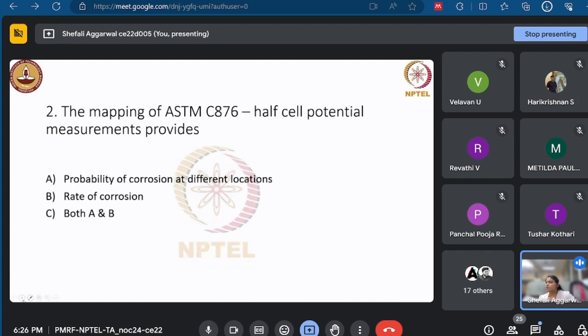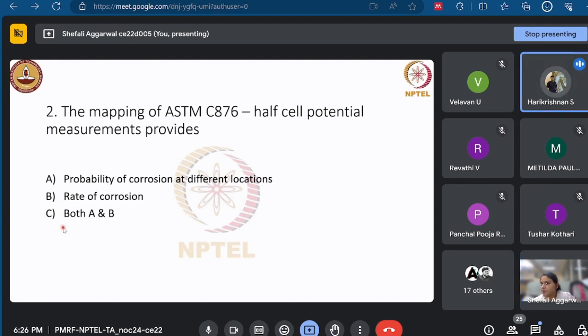So the next question is the mapping of ASTM C876 half cell potential measurements provide probability of corrosion in different locations, rate of corrosion, or both A and B. So on sites, normally we do the half cell potential test. What we are doing, we are just checking the potential from the rebar, and based on our potential value, the more negative the potential value, the more we say is the probability of corrosion. So based on the half cell potential measurements, what can we tell?